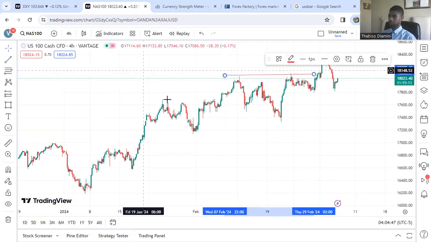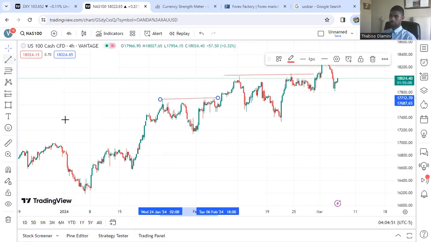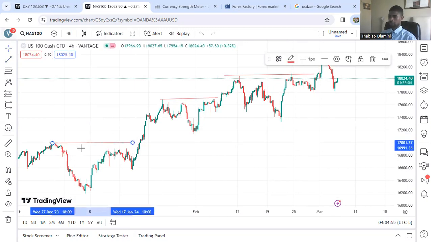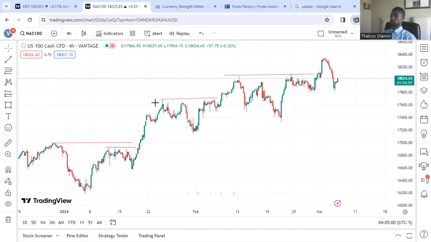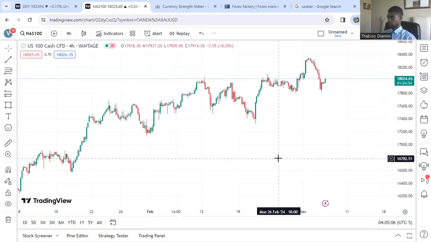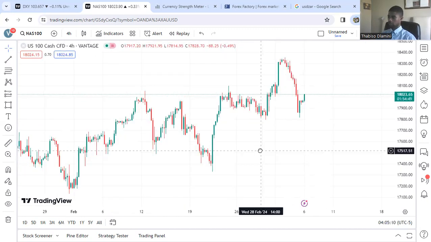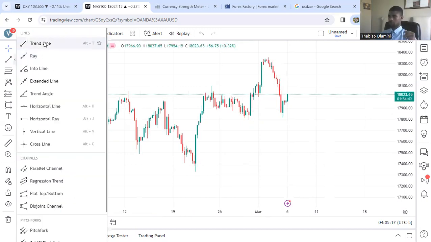We have a break of structure there. We have a break of structure right there as well, and we have a break of structure around these areas as well as right there. Right. So with all that, we can really determine the trend. Before we even go to the lower time frame, we can mark the highs and the lows, just to determine the next draw on liquidity.